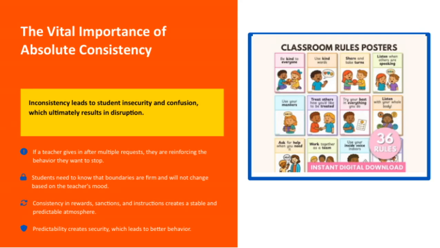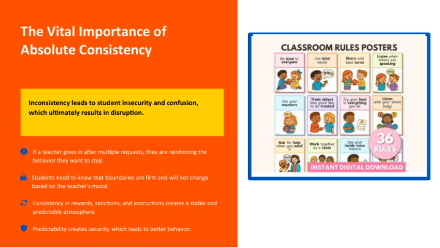Predictability creates a sense of security for students, and when they feel secure, they tend to behave better. Consistency in how we handle rewards, sanctions, and instructions is crucial because it helps establish a stable and predictable environment. Students need to understand that boundaries are firm and will not shift based on our mood or momentary feelings. If we give in after multiple requests, we are unintentionally reinforcing the very behavior we want to stop. This inconsistency can lead to insecurity and confusion among students, which often results in disruptions.